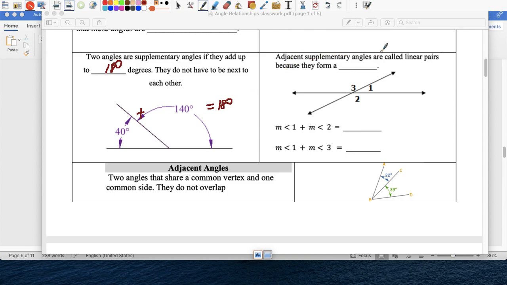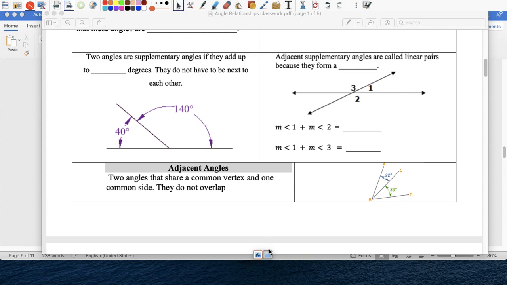Adjacent supplementary angles are also called linear pairs because they form a 180 degree angle. So in this case, angle 1 and 2, we're talking about these two. They're supplementary because angle 1 plus 2 equals 180. And the other pair of linear pairs, the two angles that add up to 180, is 1 and 3. So these two, 1 and 3. And notice that they are linear pairs because they share a common side.